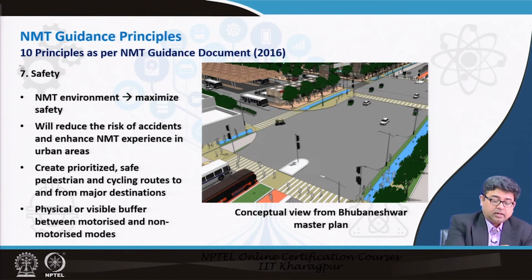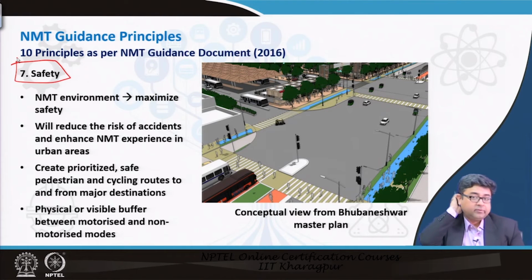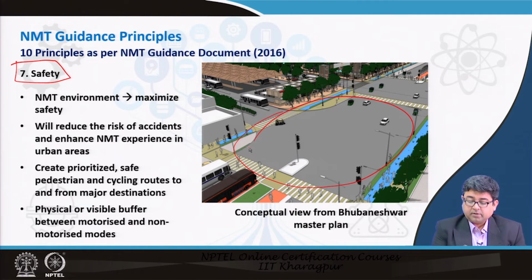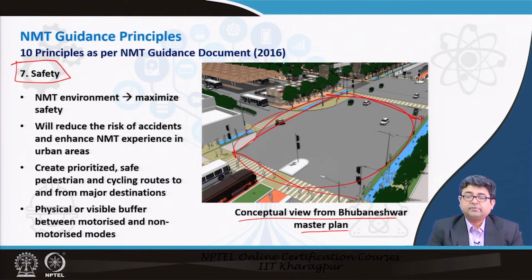The next one and a crucial one is safety. You have to have your facilities designed in such a way that the users feel safe while using such a facility. So, say for example, you have such a large intersection, right. This is an example, again, of a conceptual view of the Bhubaneswar master plan. If you have a very large intersection where you expect people to cross from here to there and from there to there and from there to there, you have to have proper safe infrastructure that would allow them to do so, right.